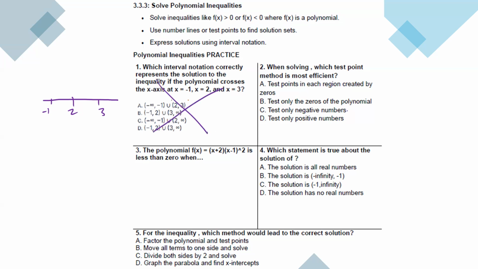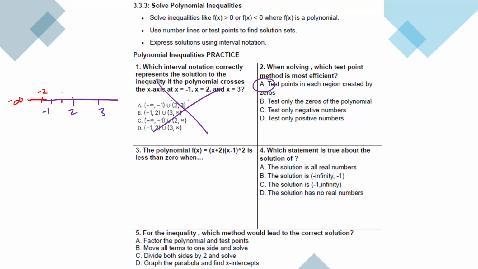Moving on. In solving, which test point method is most efficient? You're going to always show test points. So when you have a line to figure out whether things are positive or negative, your test points are going to be values that are on that interval. So on this interval, this is going to negative infinity. So between negative infinity and -1, you can choose any number. I'm going to strongly suggest your test point should be the smallest possible number. So my test point here would be -2.